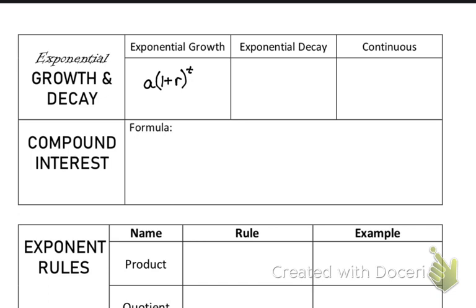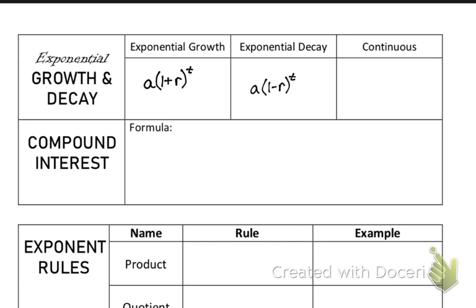Decay is the opposite. If I say I'm decaying 10% every year, we have to be smaller than 100%. So if I want to decay, we're going to have A times 1 minus R raised to RT. If you need to go, you can go.